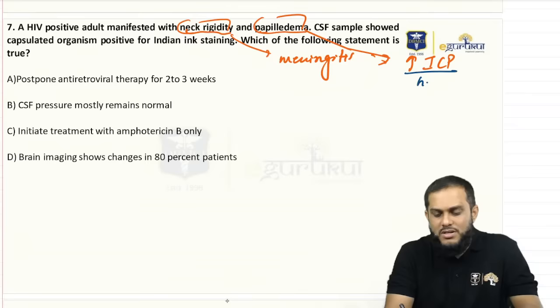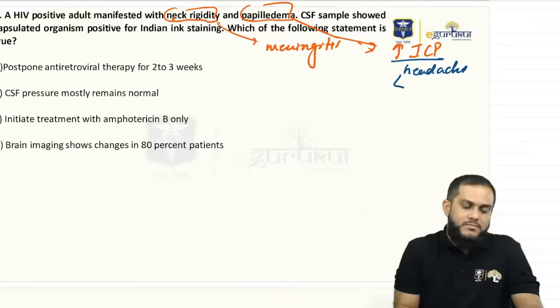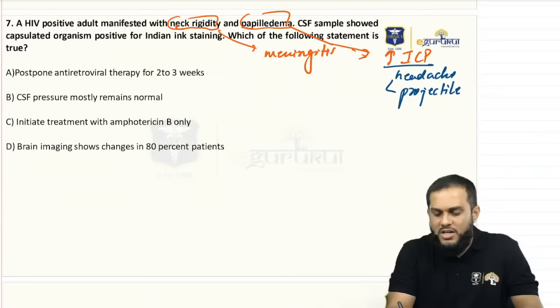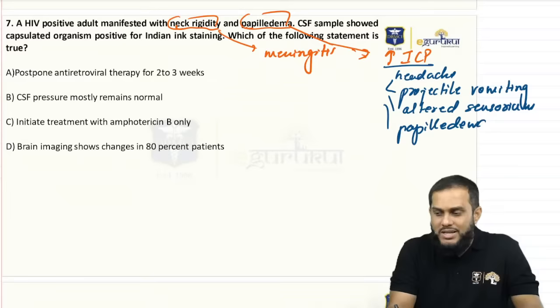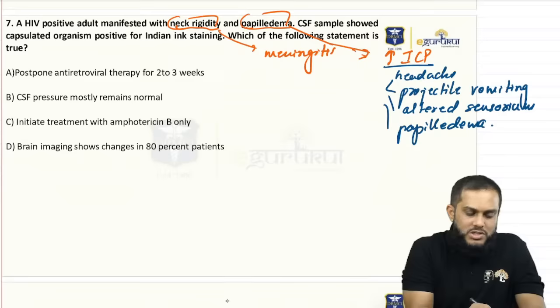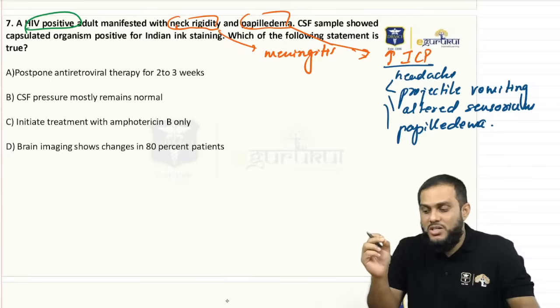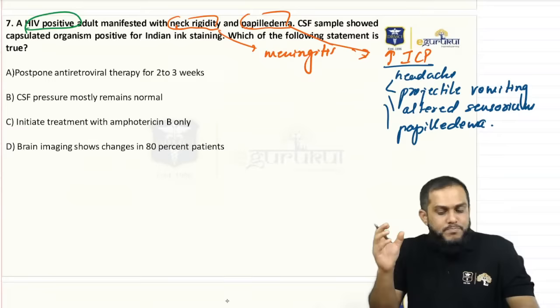Sir, severe headache, then projectile vomiting, then altered sensorium, and finally, sir, papilledema. Sir, these are the four signs of increased intracranial pressure. The question is telling a patient is HIV positive and got meningitis, because neck rigidity is a sign of meningeal irritation. There is meningitis. And papilledema means there is increased intracranial pressure.